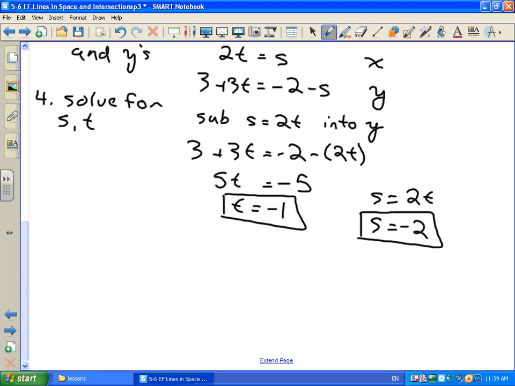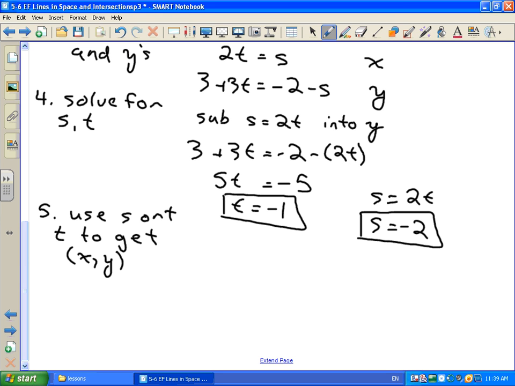So what do these s and t values mean? Well, these are the values of the parameters in these two equations that are going to give us the point of intersection. So the last step is to take these values of s and t, go back to our parametric equations, and find x and y. So let's just say use s or t to get x and y.